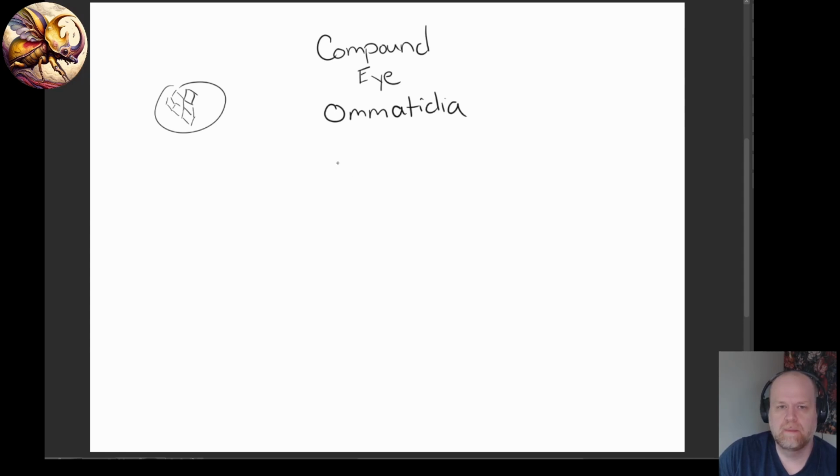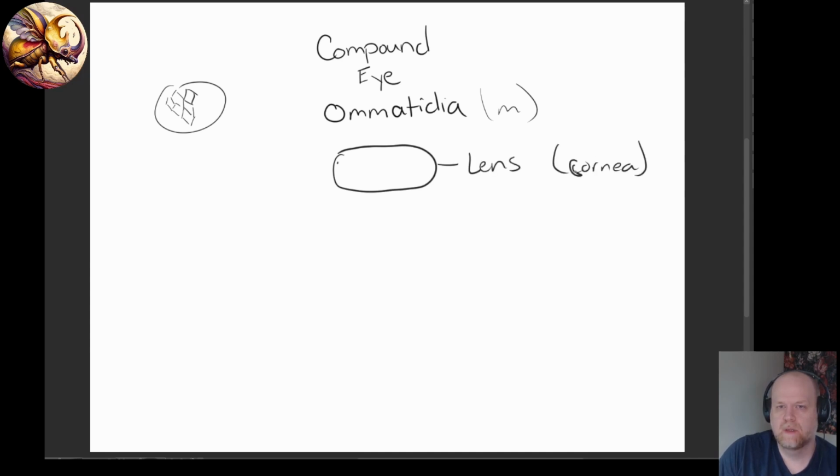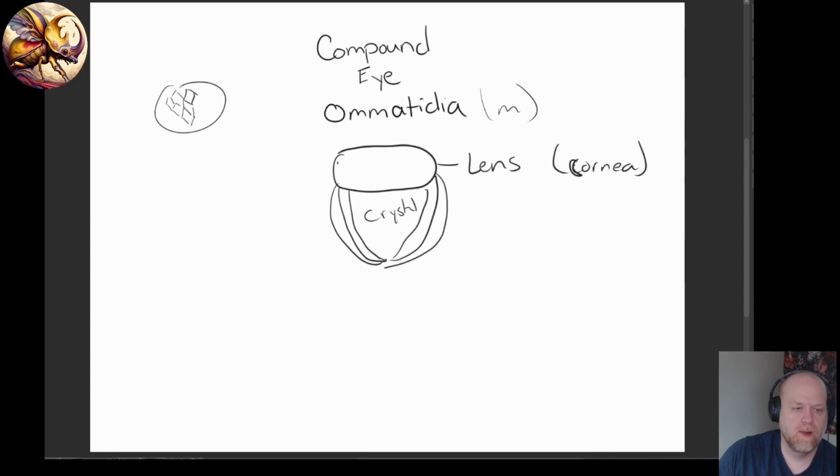So with an ommatidium, the M is for singular, you have a corneal lens. So you have a lens. This is the cornea. But underneath that, like with the stomata, you have a crystal cone, and around that you have pigment cells. You have primary and secondary pigment cells. So these are pigment cells.